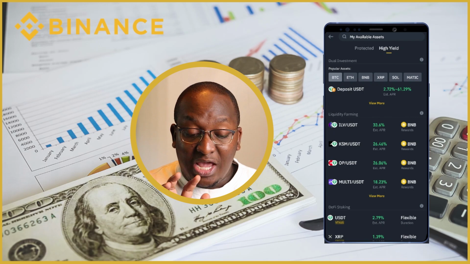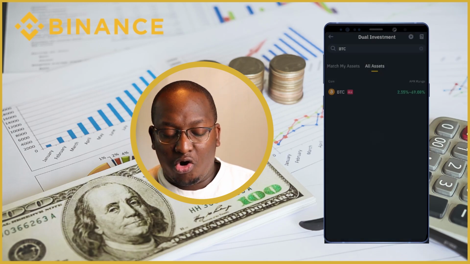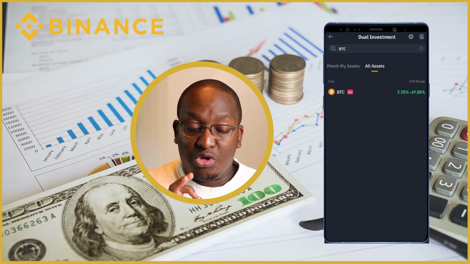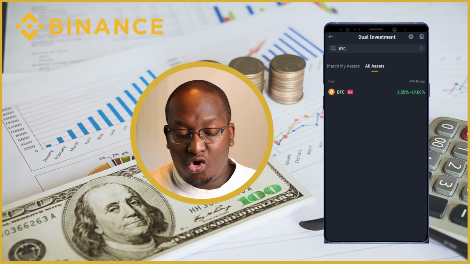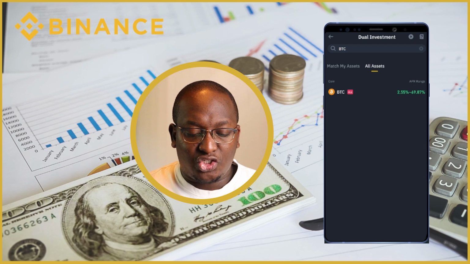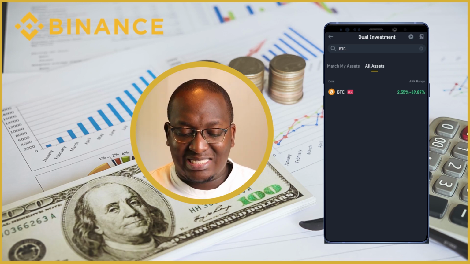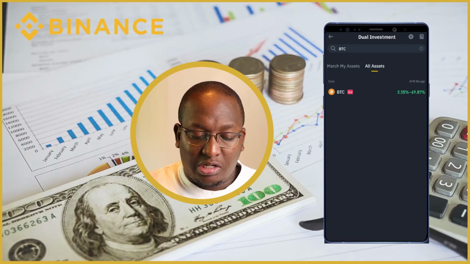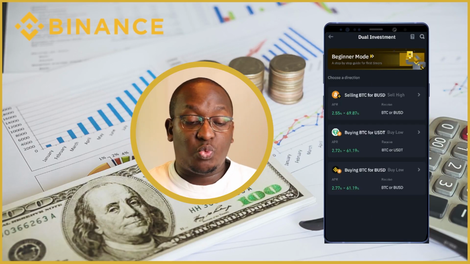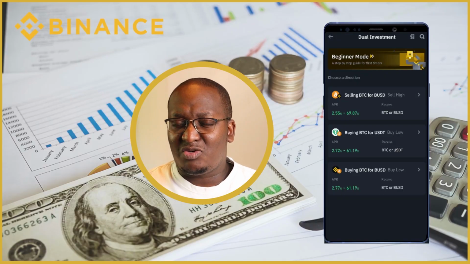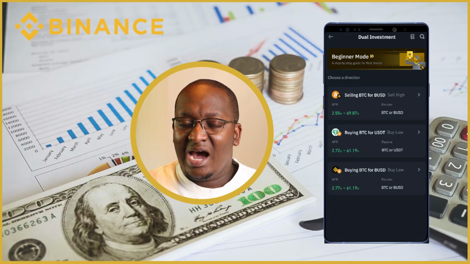So I'll click on OK, and then I'll click on view more. Look at what it says. You can buy your Bitcoin and get an APR range of between 2.55% and 69.87%. I have done this and gotten even sometimes over 100% APR. So I'll click on BTC, and this is what it does. There are two different modes that you can use. You can use beginner mode or the advanced mode, but I'll explain to you exactly how they work.